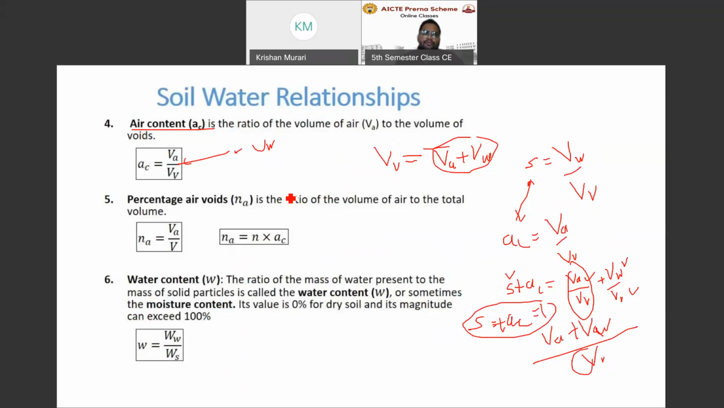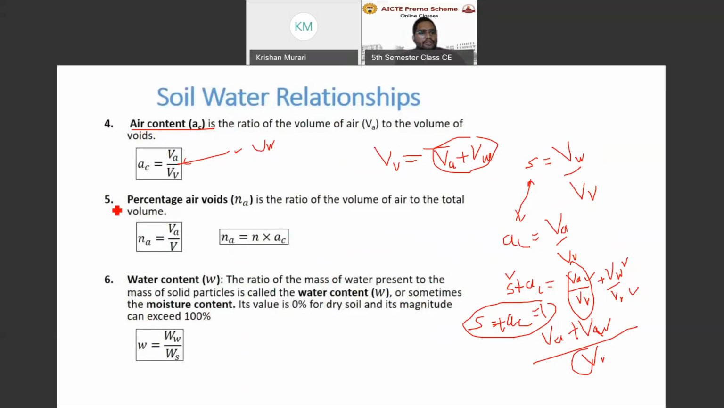So basically, the relation between the air content and degree of saturation is that the summation of air content and degree of saturation is always 1. If air content is large, that means the degree of saturation is less. If degree of saturation is large, then air content is less. So in case of dry soil, the air content is 100% because all the water is replaced by air. In case of fully saturated soil, all air is replaced by water.